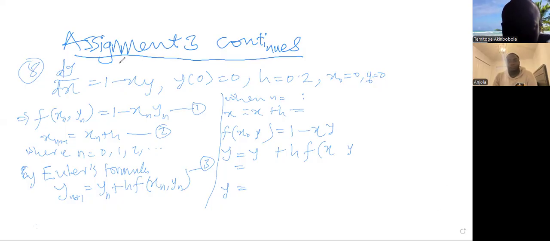So when n is 1, then for our equation 2, x n plus 1 will become x2 and xn will become x1. So what's the value of x1 that we have obtained? The value of x1 is 0.2. So it will now be 0.2 plus h, also 0.2. That will give us 0.4. Is that clear? Yes.